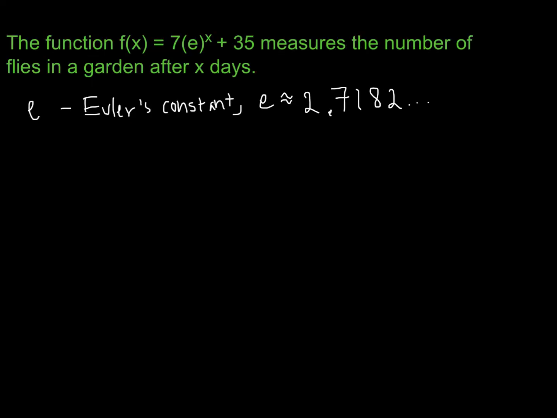The function f of x is equal to 7 times e to the x plus 35. It measures the number of flies in a garden after x days. So here you see this e here, and you might think that this is a variable or a constant that we haven't solved for. But it's a constant that we know the value of. It's called Euler's constant, and it's a lowercase e, and it is a number that goes on forever, but is always the same value. That's why it's a constant, and it's approximately 2.7182. So in practice, if we abbreviate, we might use 2.718.